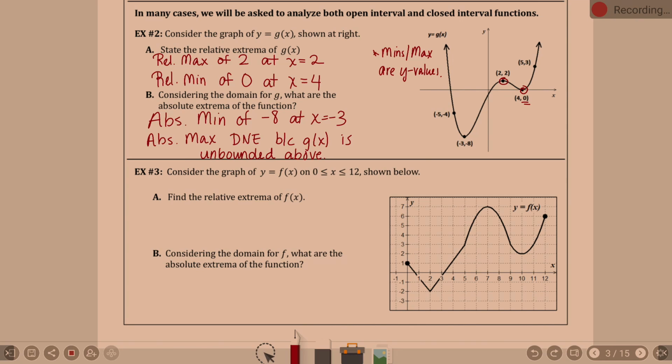Number 3. Consider this graph on the interval from 0 to 12. Find relative extrema. Relative min at 10, 2. Okay, 7. Nope, gosh, that is a max again, or an absolute.